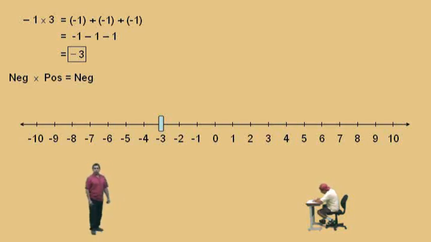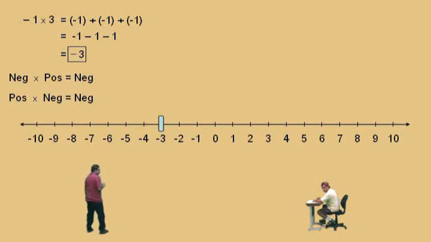There you go. And now, by the commutative property, Charlie, which said A times B is the same as B times A, then it must be true that if a negative times a positive is negative, then a positive times a negative will also be negative. That's right.